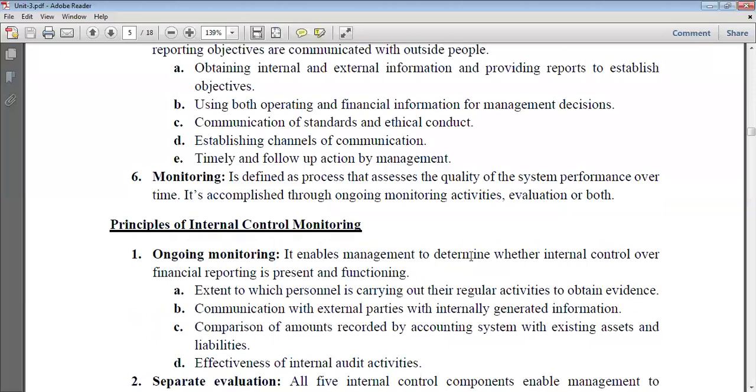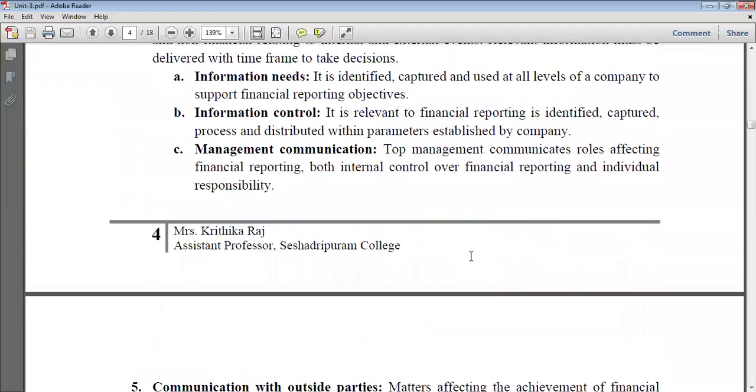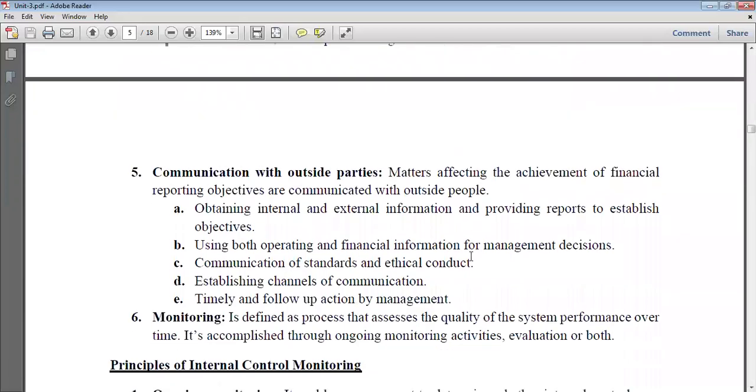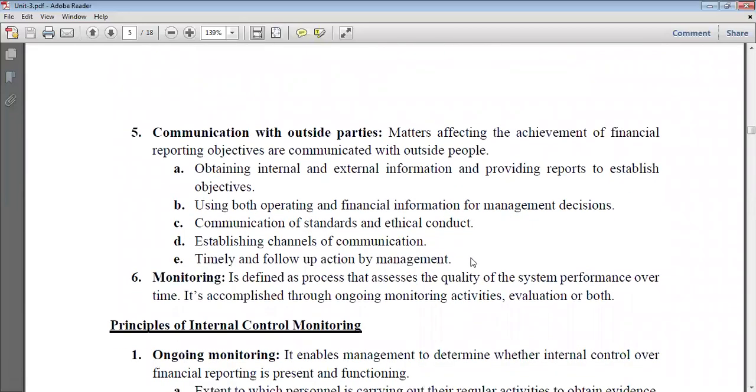And finally, monitoring is defined as the process of assessing the quality of system performance over time. It is accomplished through ongoing monitoring activities. So whatever activities we have, finally you have to monitor that concept. That monitoring is systematically performed on the databases, which is purely helpful for the management people.